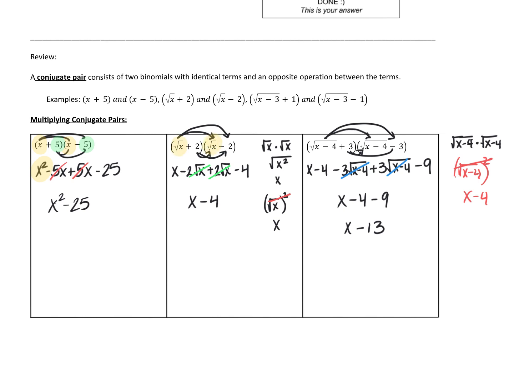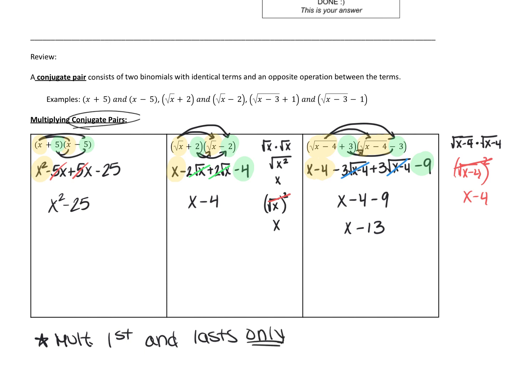First times first was this, last times last was that. Same thing over here. First times first gave us this, last times last gave us this. So in order to get a simplified answer with multiplying conjugates, all you have to do, you can put a little star here, is multiply firsts and lasts only. And again, this only works if you have a conjugate pair. If you don't have a conjugate pair, you can't take that little break.